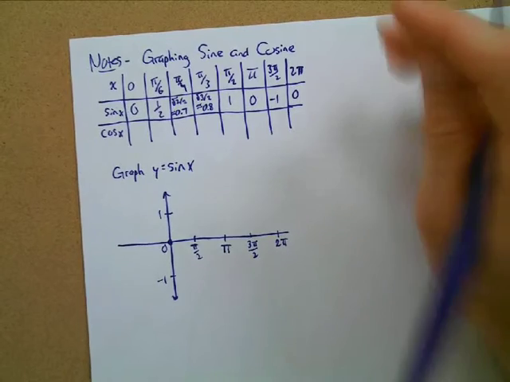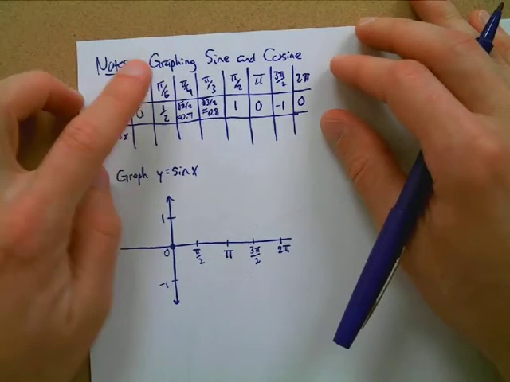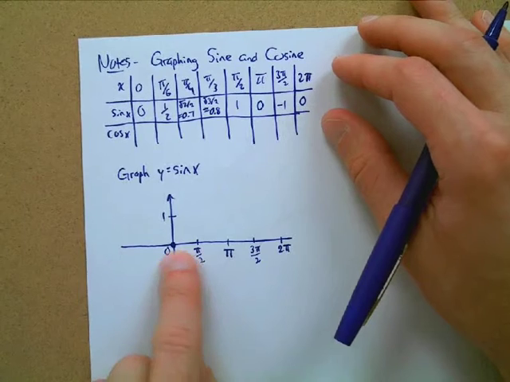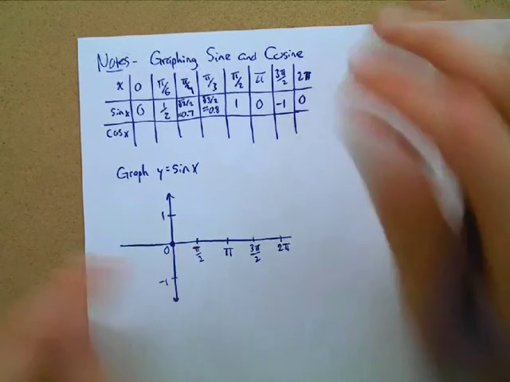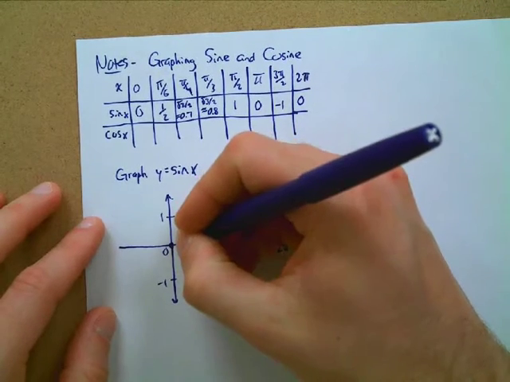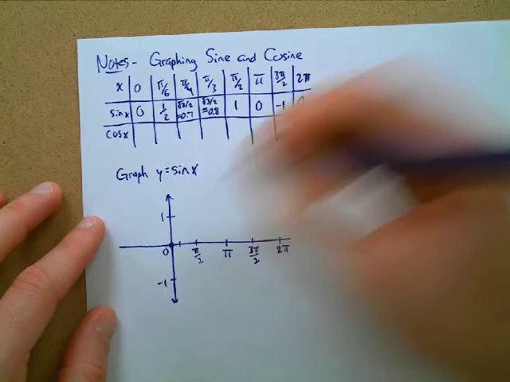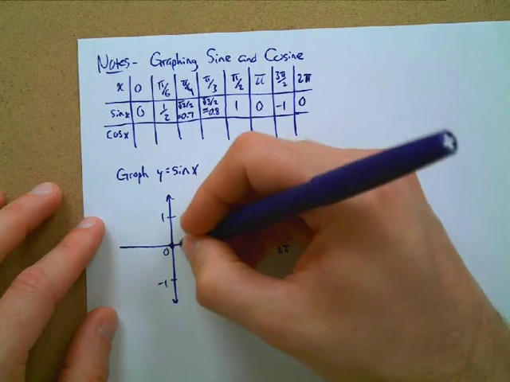All right. So we have 0, 0. Now, pi over 6 is going to be in between the 0 and pi over 2 here. So I'm just going to say roughly right there. And at pi over 6, we're at 1/2. So I'm going to go halfway up to right there.